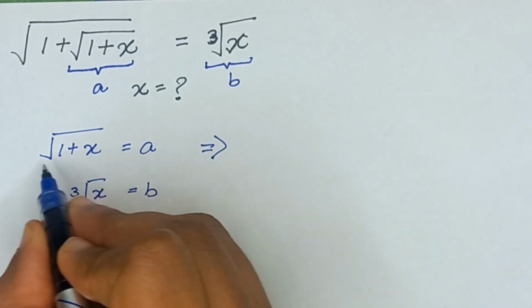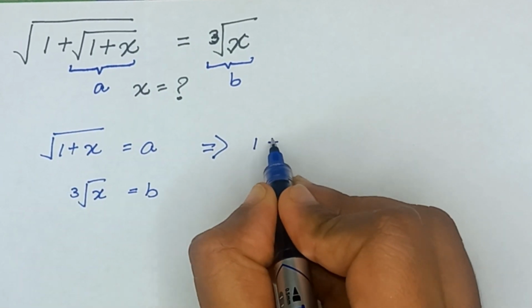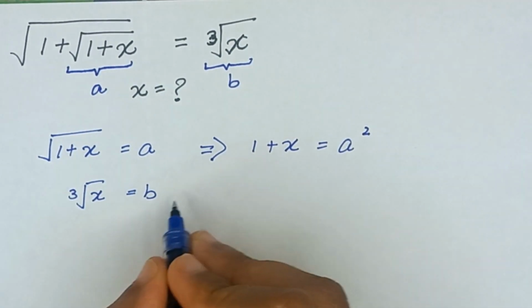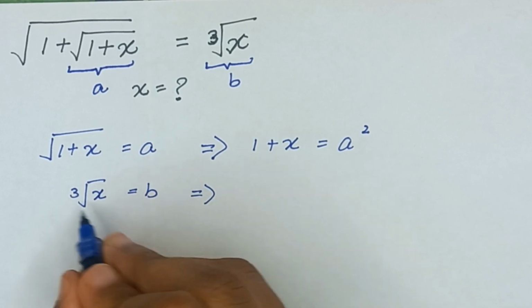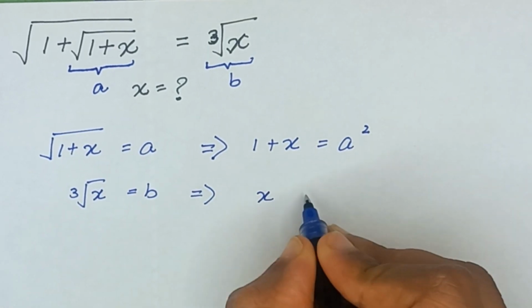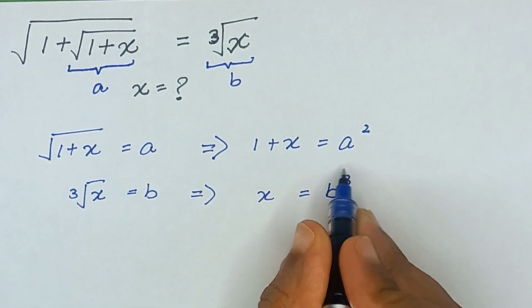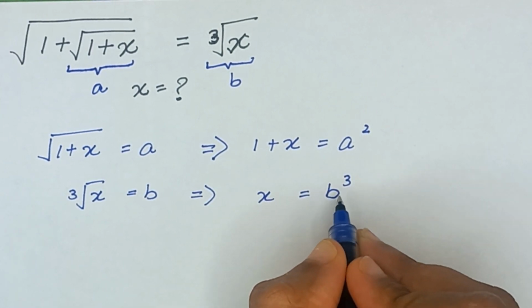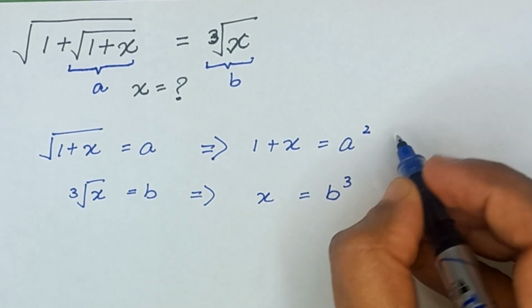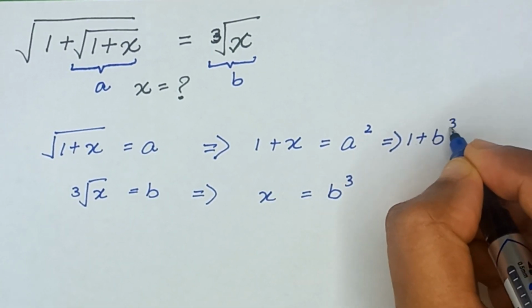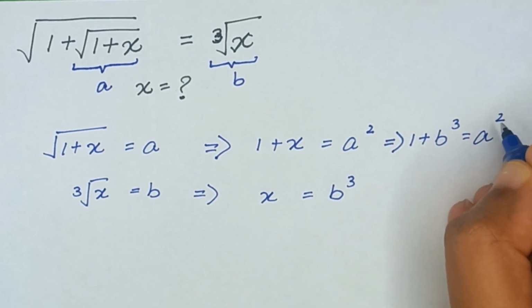From here, if I apply square on both sides, it will be 1 plus x is equal to a square. And if I apply cube on both sides, it will be x is equal to b cube. As x is equal to b cube, I will substitute this value of x here. Then it will become 1 plus b cube is equal to a square.